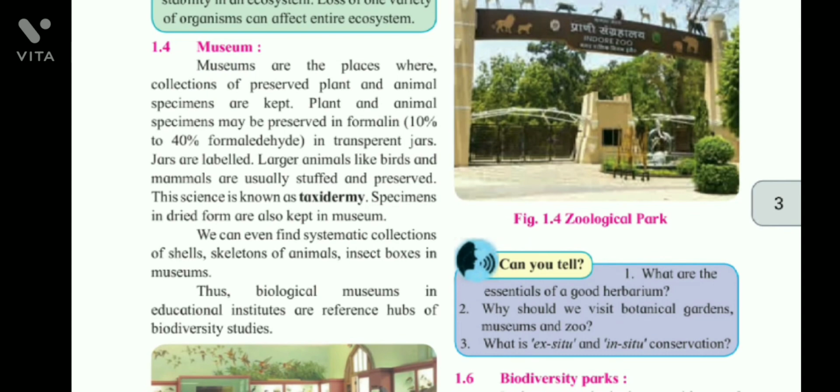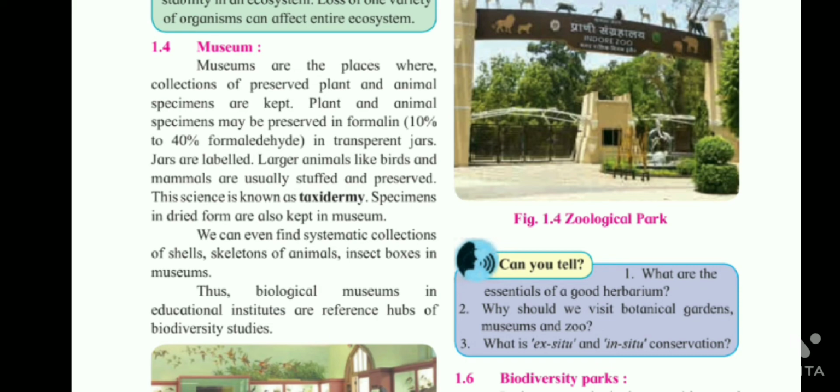1.4 Museum. Museums are the places where collections of preserved plant and animal specimens are kept. Plant and animal specimens may be preserved in formalin, that is 10 to 40% formaldehyde, in transparent jars. Jars are labeled. Larger animals like birds and mammals are usually stuffed and preserved. This science is known as taxidermy.